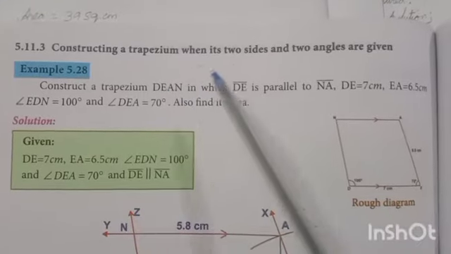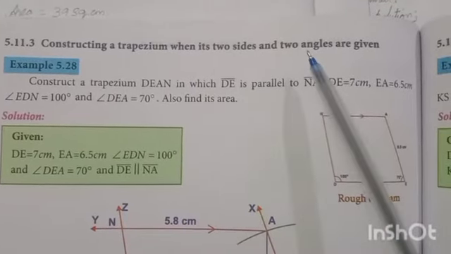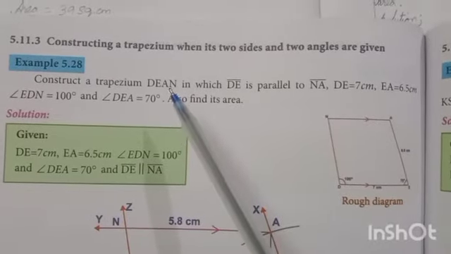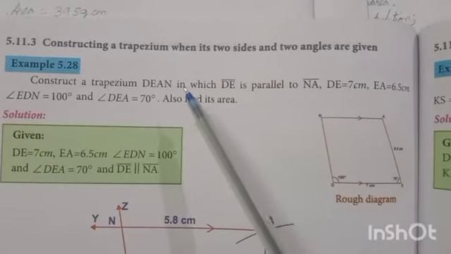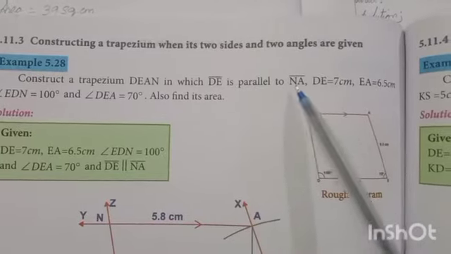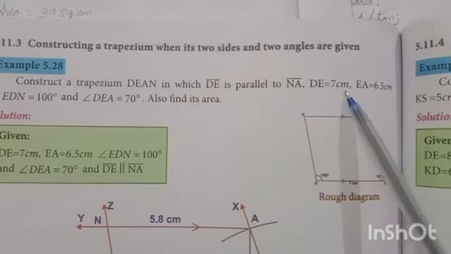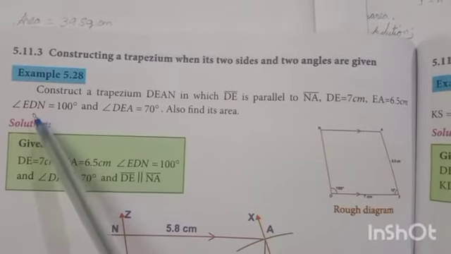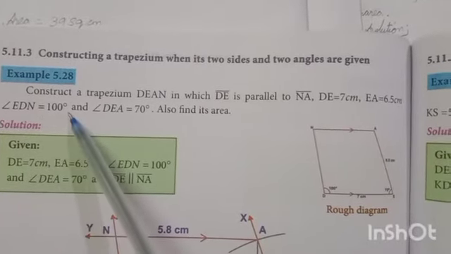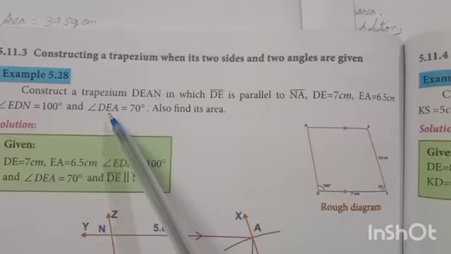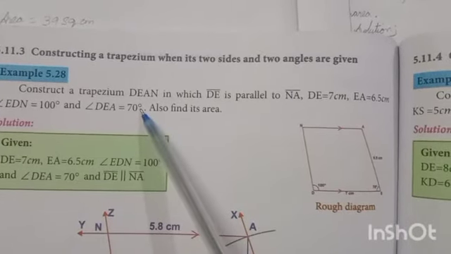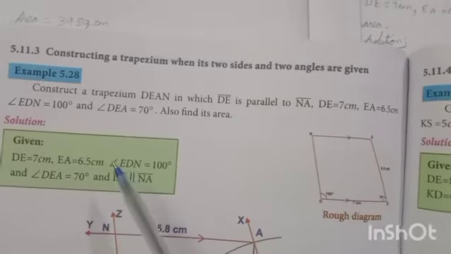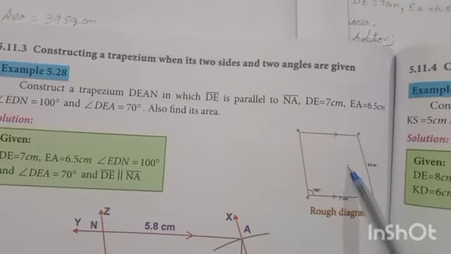Next method, construction of a trapezium when its two sides and two angles are given. Construct trapezium DEAN in which line segment DE is parallel to line segment NA, DE equal to 7 cm, EA equal to 6.5 cm, angle EDN equal to 100 degrees and angle DEA equal to 70 degrees. Also find its area.